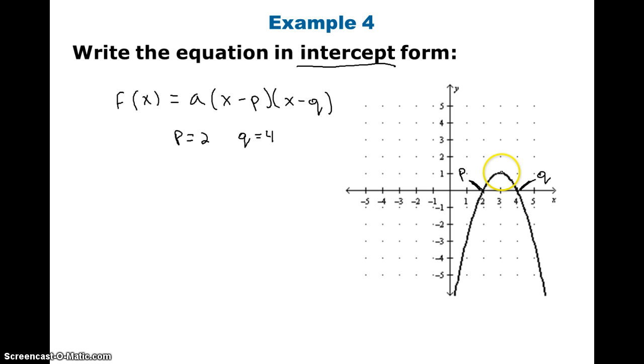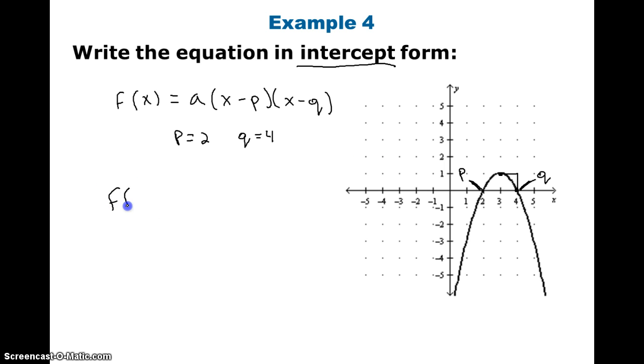Then, from the vertex, if you go one step to the right, one step down, notice we are able to touch the parabola. One to the right, one down. So that means that a is going to be 1. One to the right, one down. If the parabola is going up, you go one right, one up, and you're able to touch the parabola, you know that it is going to be 1.